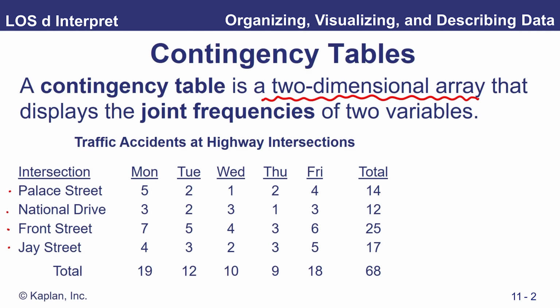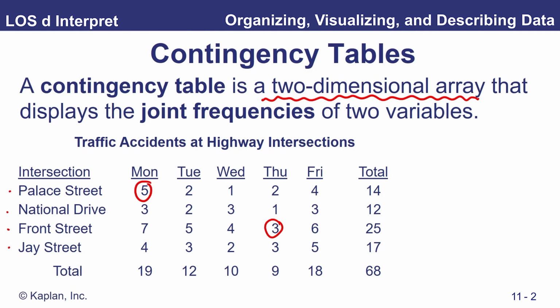Now, what we're seeing, therefore, is, let's just take this observation here. It's saying that there were 5 traffic accidents on the Monday in Palace Street. Or we could say, by looking at this number here, there were 3 traffic accidents on Thursday on Front Street.